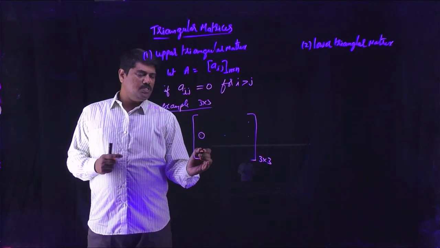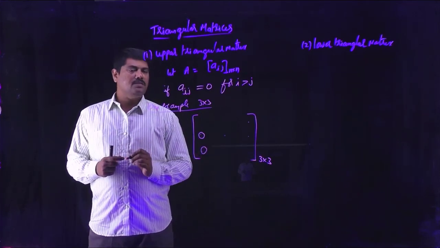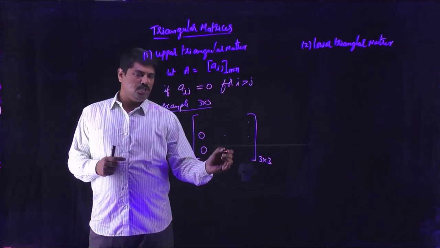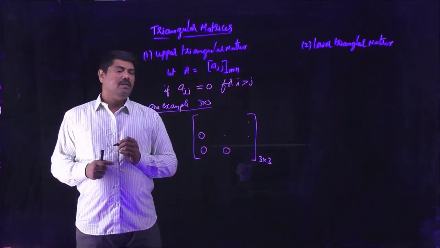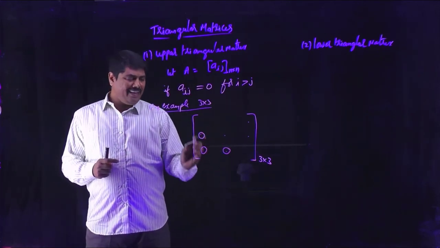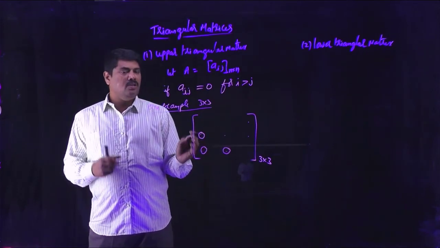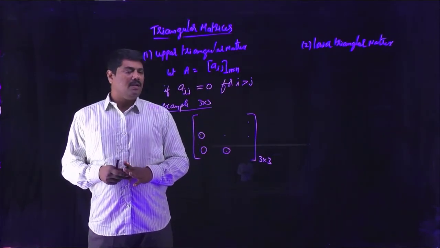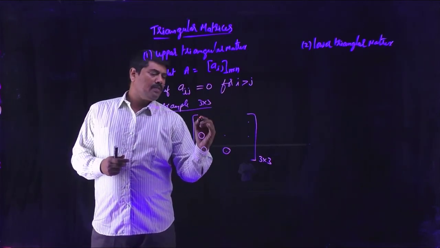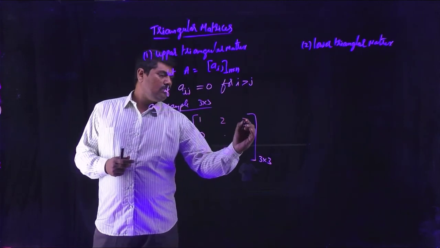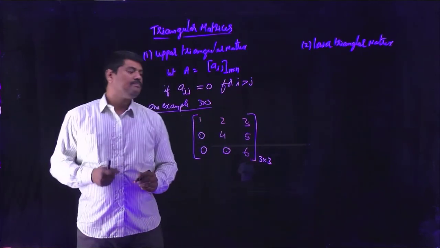Now observe this position 3 1, 3 is greater than 1, so this should be 0. This is 3 2 position, 3 is greater than 2, so that element has to be 0. So I am indicating the elements of a 3 by 3 matrix which are having row number greater than column number, and the remaining elements you can consider with our choice. Let me write 1 2 3, this has 4, this has 5 and this has 6.